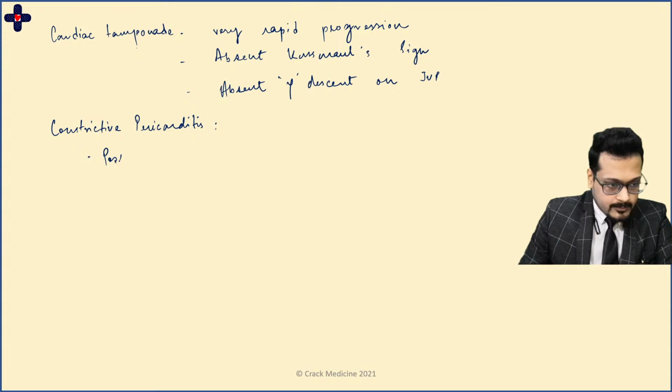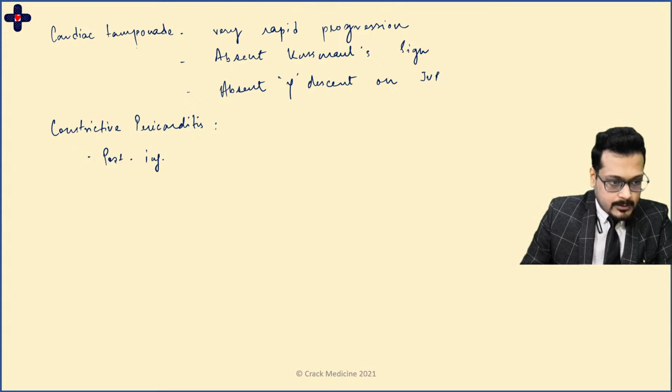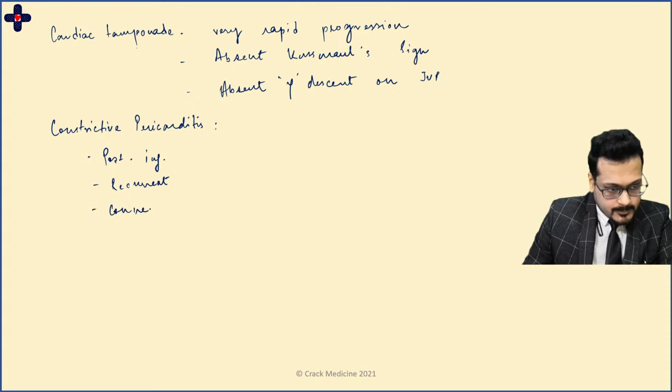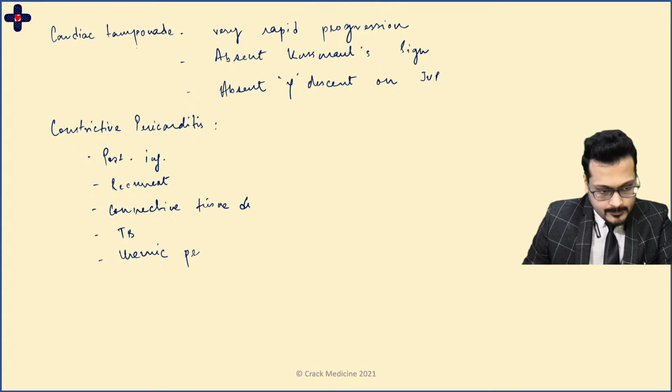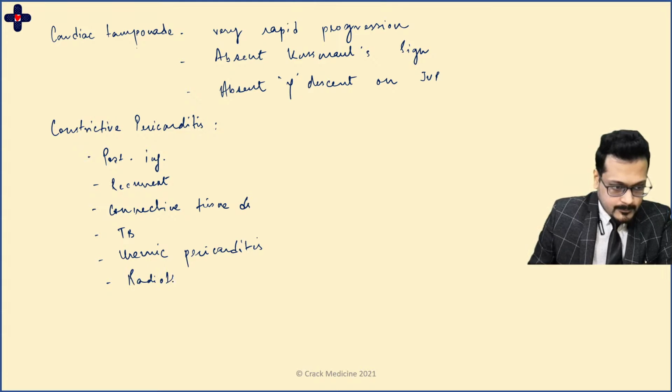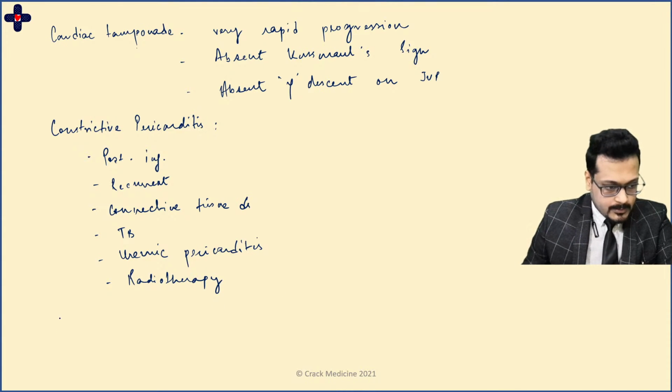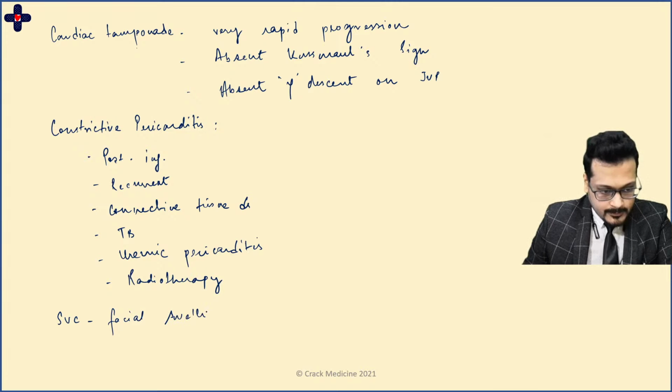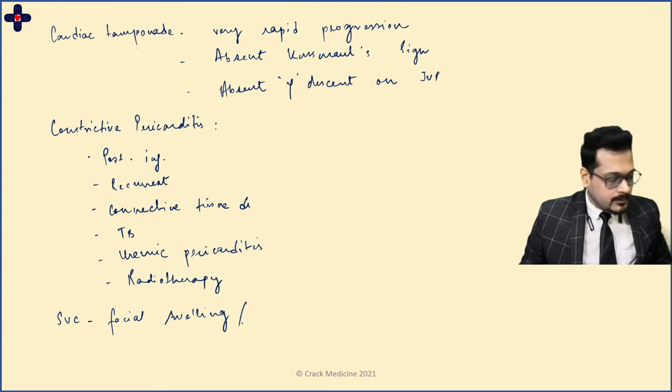This could be post-infective, and this could be recurrent. This could be a connective tissue disorder. This could be due to tuberculosis. This could be due to uremic pericarditis. Unusual cases, you can also find radiotherapy as a cause. As we see, there will be classical description of facial swelling. So don't miss out on that, as well as you will have raised JVP.